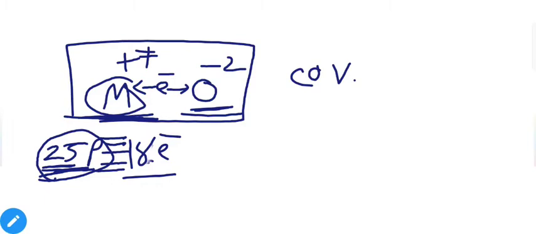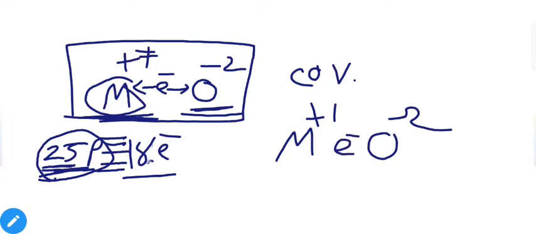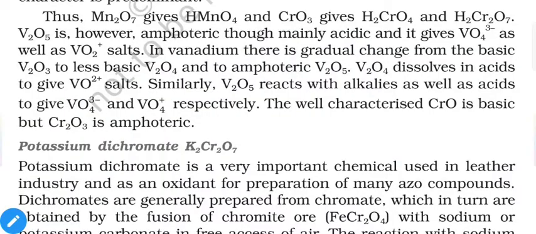Whereas in the first case, our metal atom was in the +1 oxidation state, and we have oxygen, which is a comparatively very strong electronegative element, and we have a comparatively large electronegativity difference, and that's why it has more than 50% ionic character, and overall it is an ionic compound. In this case, it has more than 50% covalent character. Thus, Mn2O7 gives HMnO4, and CrO3 gives H2CrO4 and H2Cr2O7.